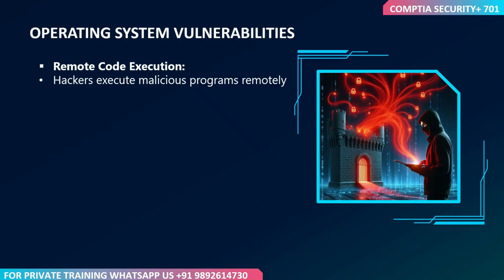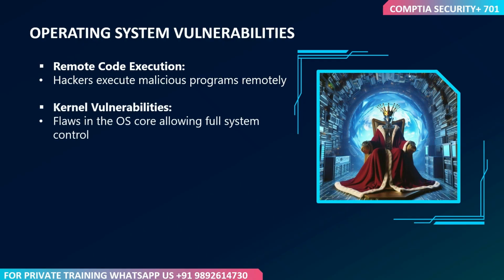Another dangerous vulnerability is remote code execution. This type of flaw allows hackers to run malicious programs on a target computer without the user's knowledge. For example, if an operating system has a flaw in how it processes certain network requests, an attacker can send specially crafted data packets that execute harmful commands on the system. This can lead to full system compromise, data theft, or the installation of malware.